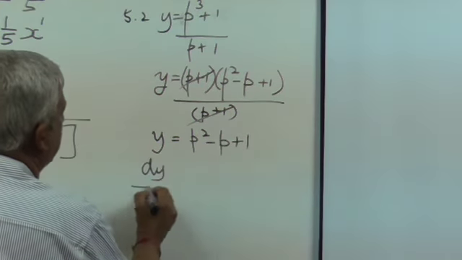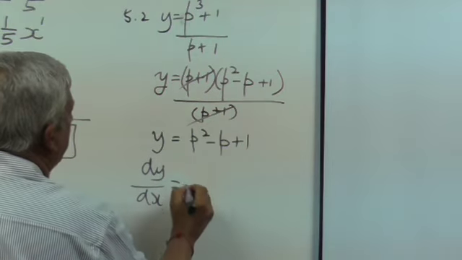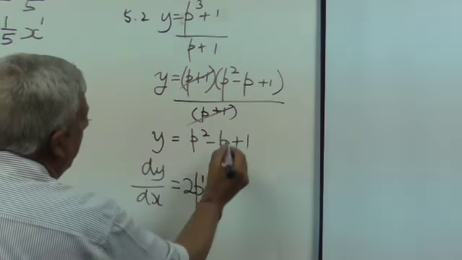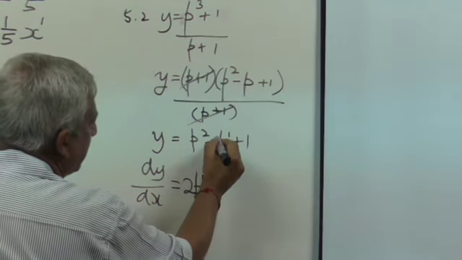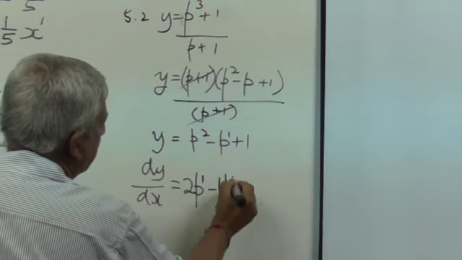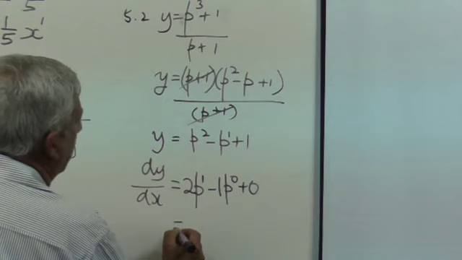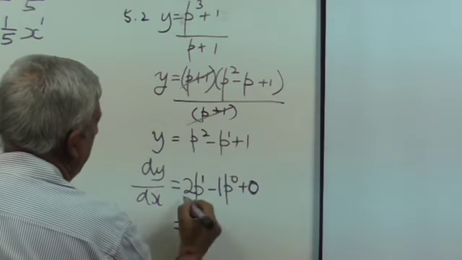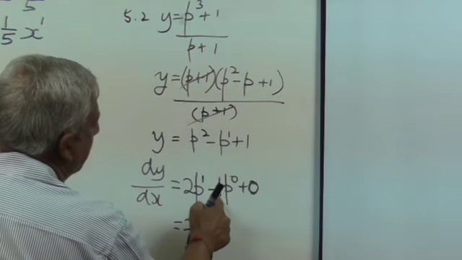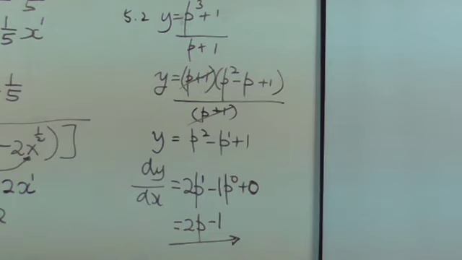Therefore, your answer dy by dx is equal to 2 times the 1 that is understood here is 2p. 2 minus 1 is 1. This 1 times that minus 1, there's a 1 that's understood here, is minus 1. P to the 1 minus 1 will give me p to the 0, and the derivative of a constant is 0. And that's really 2p minus 1, because minus 1 times 1 will give you minus 1. So that's your final answer.